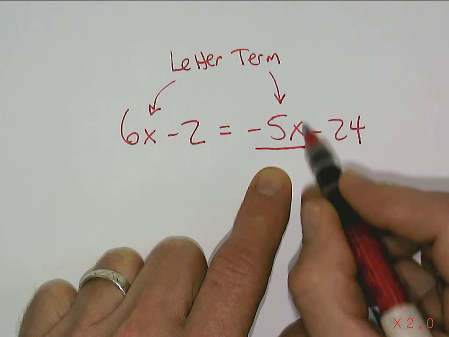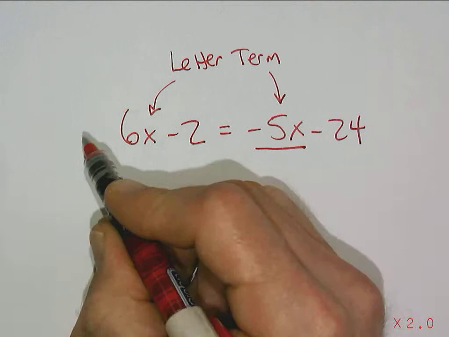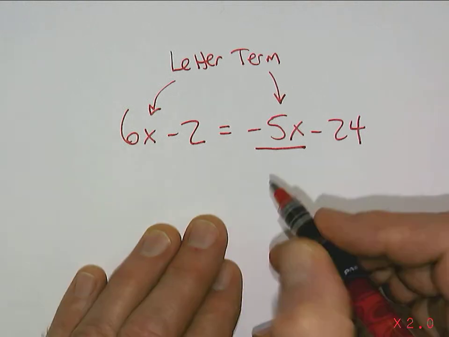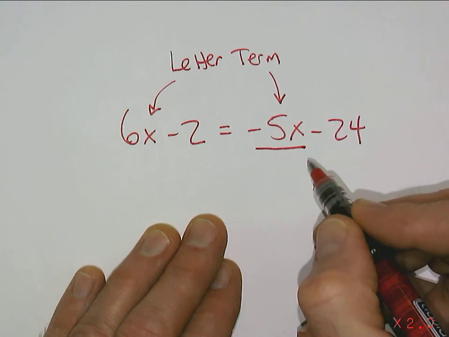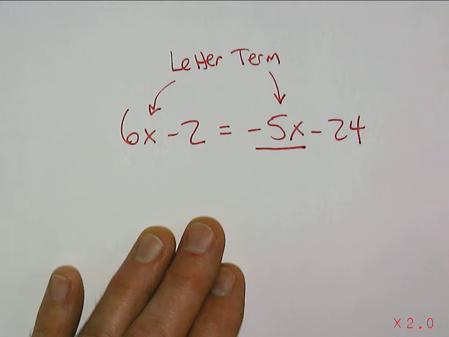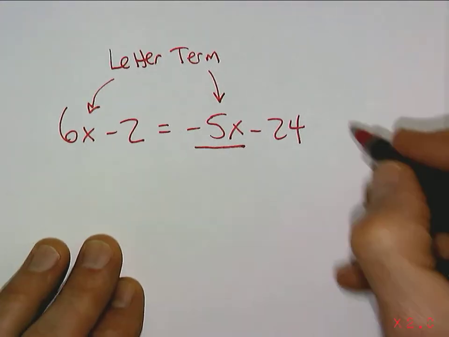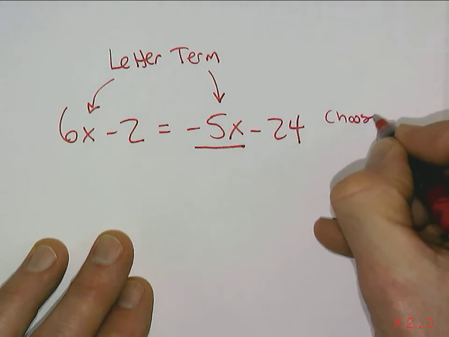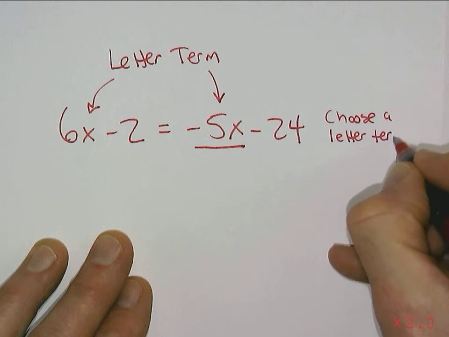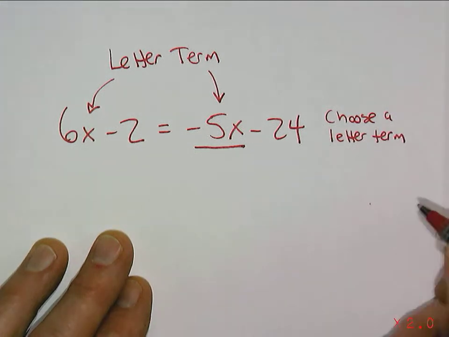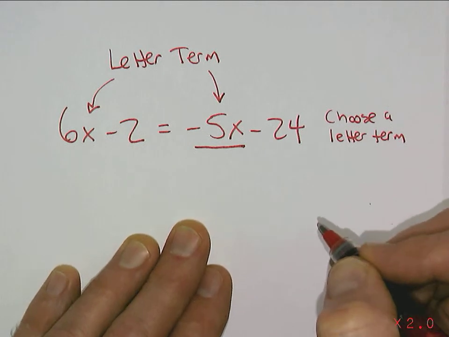Now I could have started with the 6x, but I'm going to choose the negative 5x. And the idea is to move this to the other side. Now you can't just pick it up and move it over there. You can't just take a negative 5x and stick it over there. You have to do what you've done in every other problem when you want to get rid of something or move it. You have to add the opposite. And so in this case, our rule is that we're going to choose one of the letter terms. We have to pick one, and I picked the negative 5x. Again, it doesn't matter which one. Could have chosen either one. It will work either way.